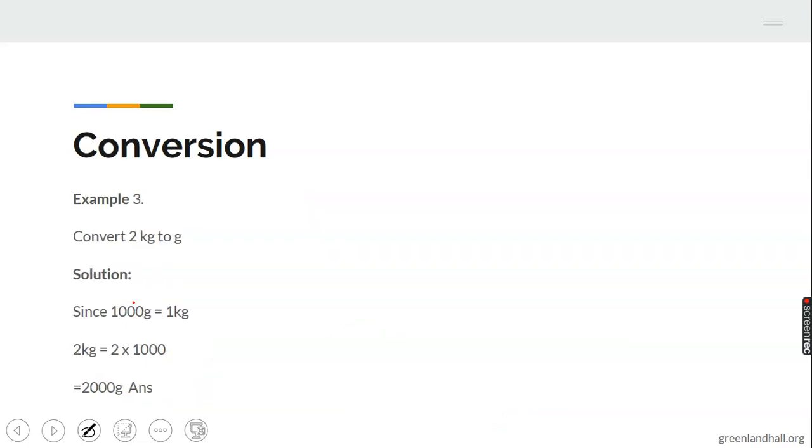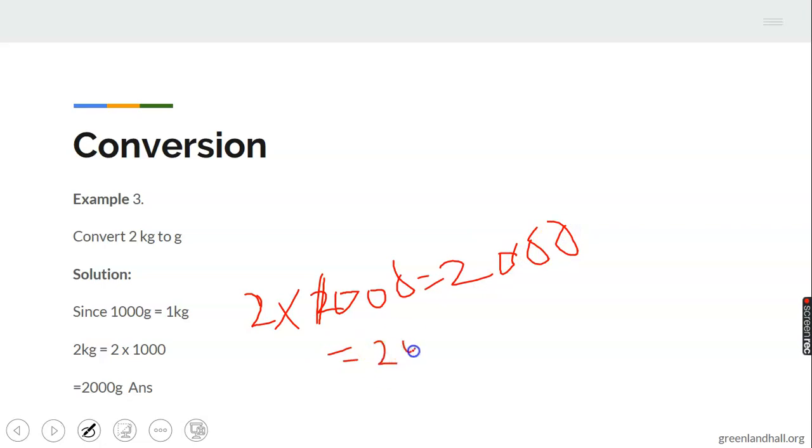Now, another question on conversion of weights. Convert 2 kg to gram. Don't forget I told you from higher figure to lower figure you multiply. So 2 kg is bigger than gram. So don't forget that since 1000 gram equal to 1 kilogram, 2 kilogram will now be what? 2 times 1000 will give us what? 2000. So your answer is 2000 grams. As simple as ABC, 2000 grams.